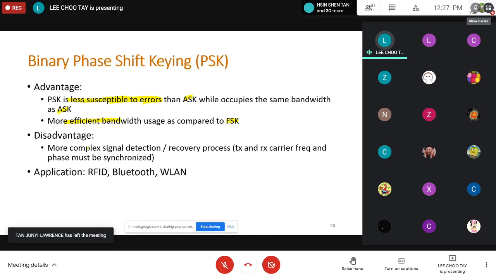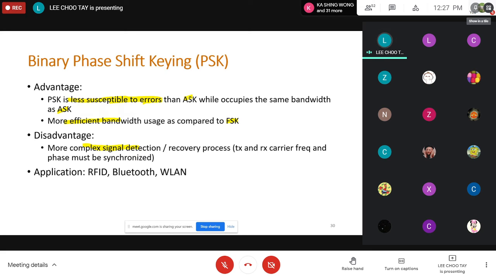The only problem with PSK is that the signal detection is more complex because you need synchronous detection. That is the only problem. As far as PSK is concerned, you need to ensure that the local carrier at the receiver is synchronized with the carrier at the transmitter.